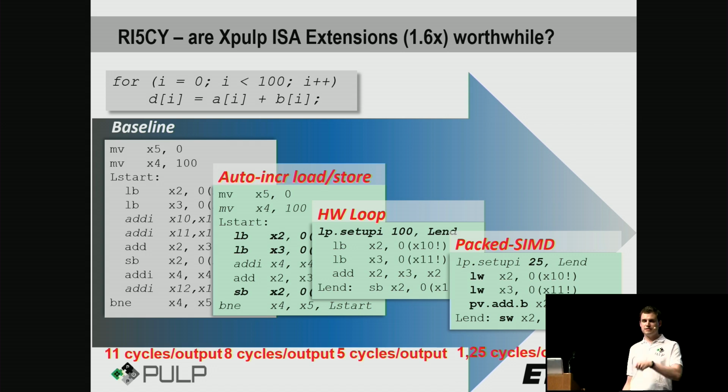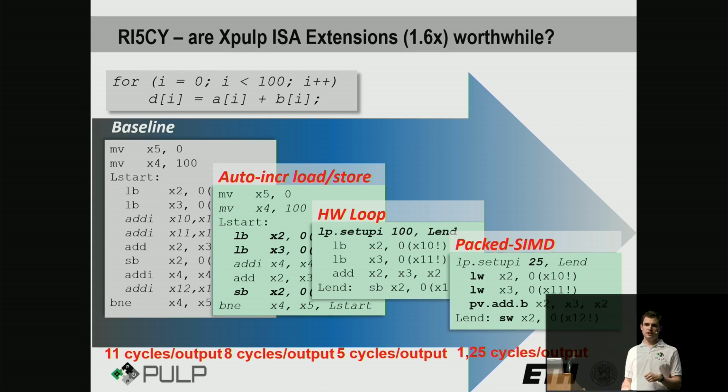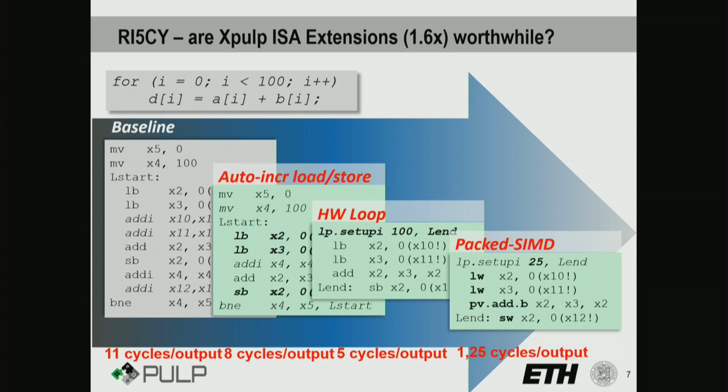And then if you add packed SIMD on top, because say you don't need the full 32-bit precision, but only 8 bits, you get the free 4x speedup from SIMD. So this goes to 1.25 cycles per output produced. So actually, this is a 10x speedup on a 2D convolution, which is fairly common in ML, as you're aware, I'm sure. So this is definitely worth it.